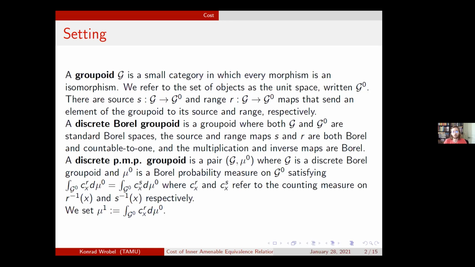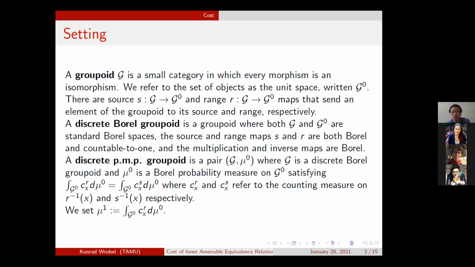But there are two fiberings that we have going on. There's a range map and a source map. So we can either look at all of the arrows that have range at a given point, look at the counting measure on that, crossed with the measure along the base space, or the other way around, look at all of the arrows that have source at a given point, the counting measure along that fiber crossed with the measure mu0 in that direction. These a priori are different measures. The condition that we ask is that these two measures actually be equal. You can always define these measures as long as you have this Borel probability measure on the measure space, but we ask for them to be equal, and this is a PMP-ness condition. This measure mu1, the counting measure crossed with the measure along the base space, is a measure on the groupoid, and it's going to show up quite often throughout the talk.